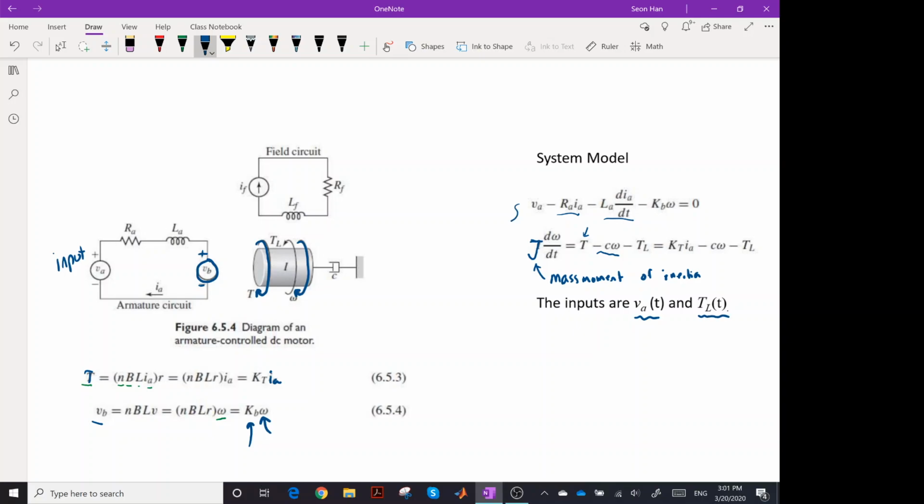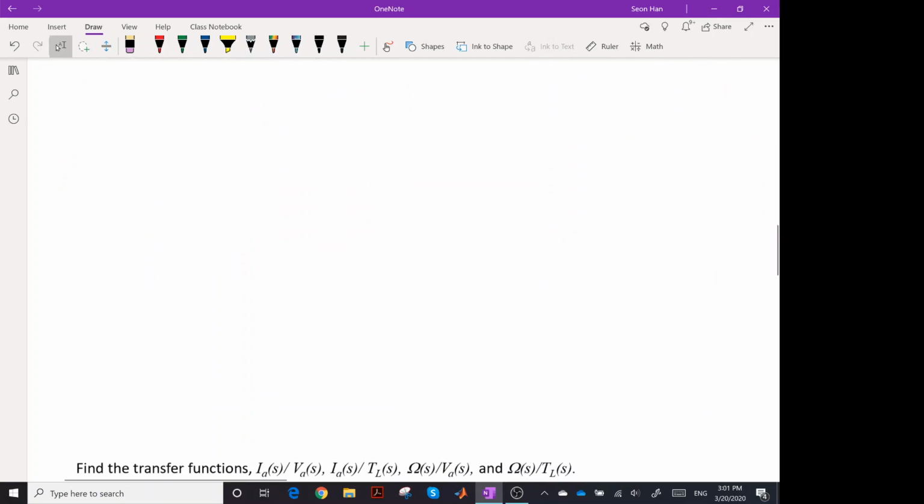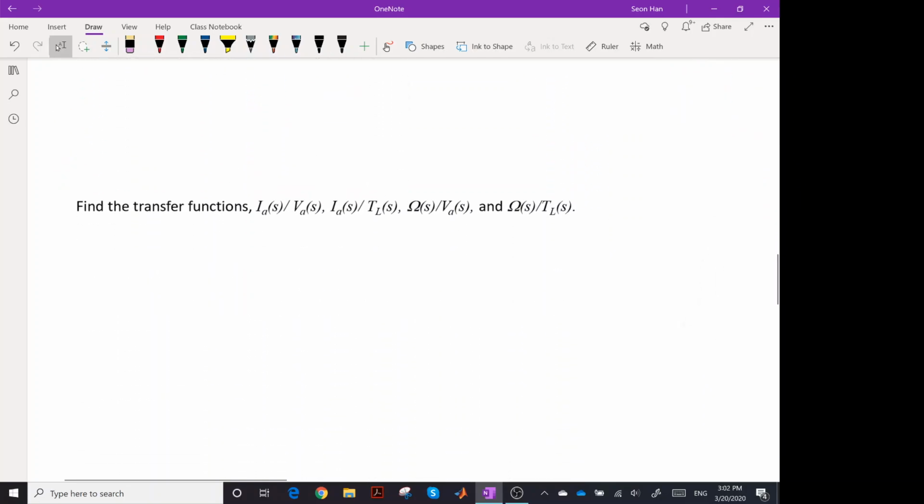So we have these two system models. We have two equations and two unknowns. What are the unknowns of this set of equations? The current IA in the armature circuit, and the speed of the motor. Okay, these two are your unknowns, and you have two equations. So it's only natural to ask for the system model. Okay, find the system model.